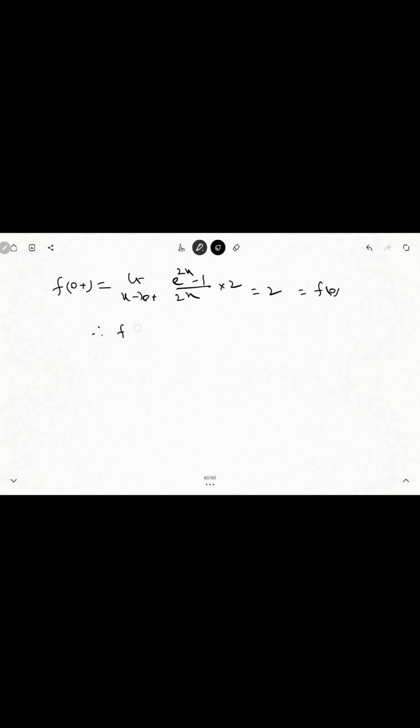Therefore, what is the condition here? f is continuous at x = 0. It is one option actually, multi-correct. Option A it is. Similarly, you do 1 plus also, f(1+) and f(1−).